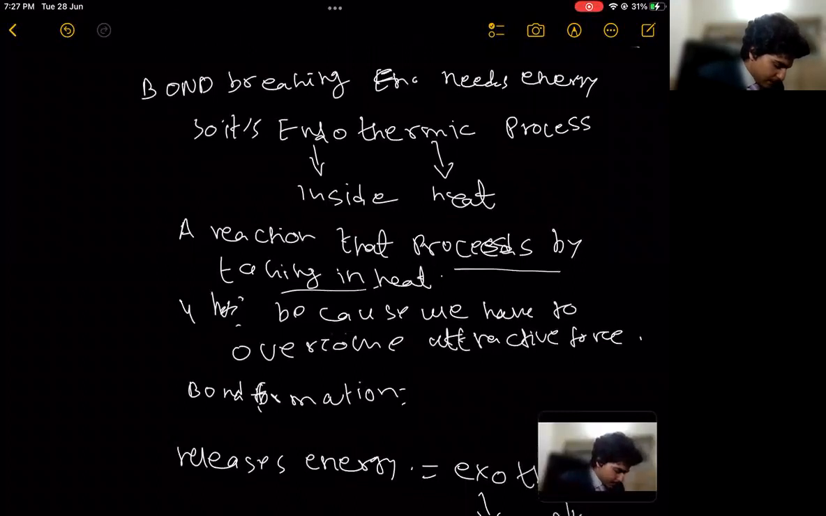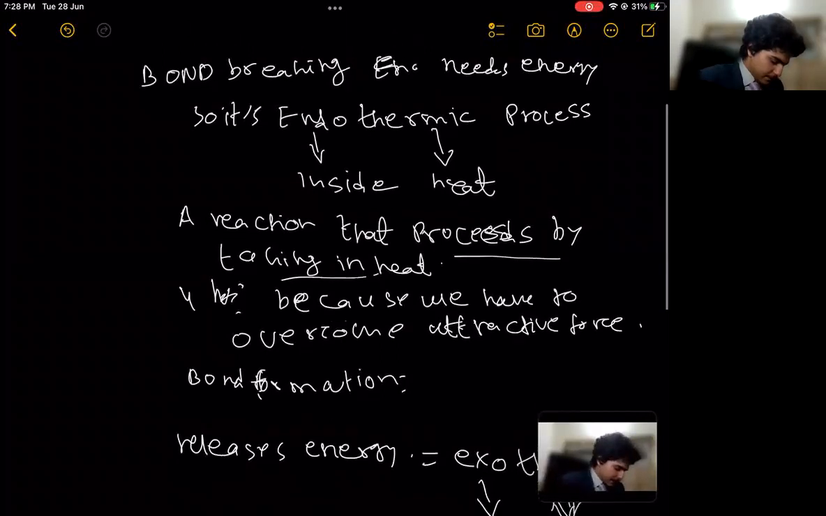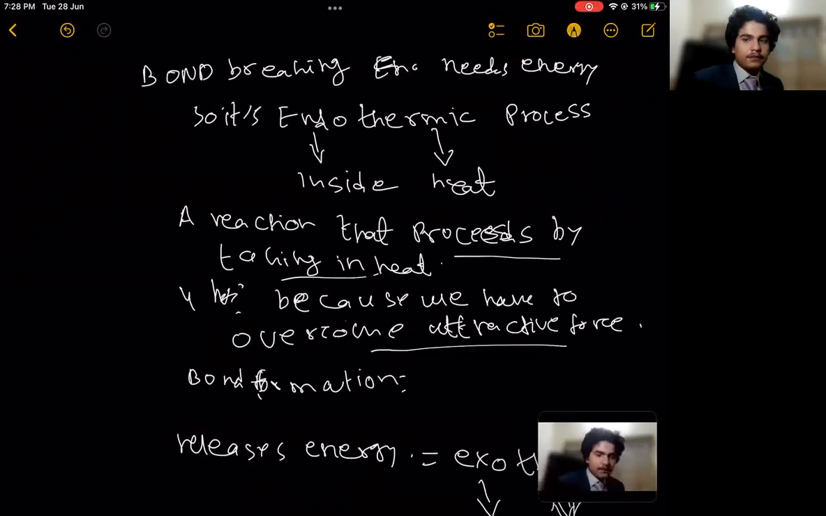Okay, so now why does it require heat? The reason is that it requires heat because it has these attractive forces. The molecules have these attractive forces, which we need to overcome, and as a result, energy is required.